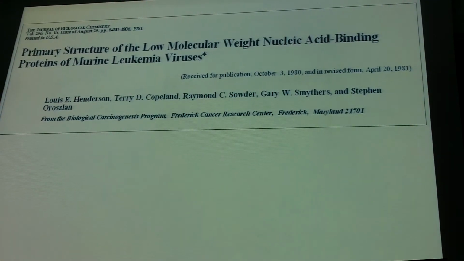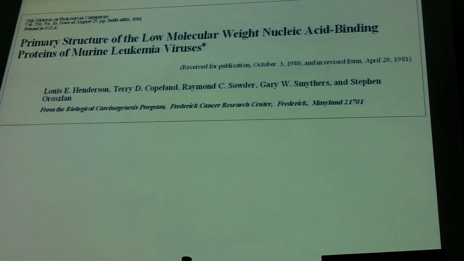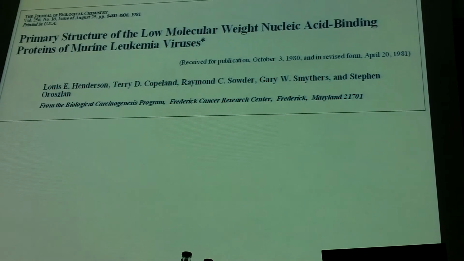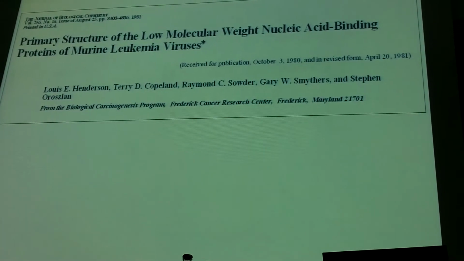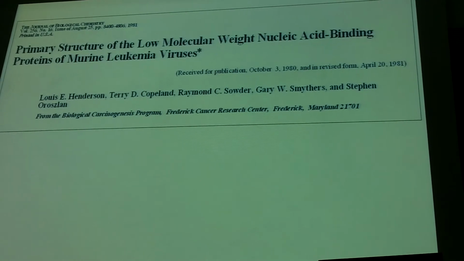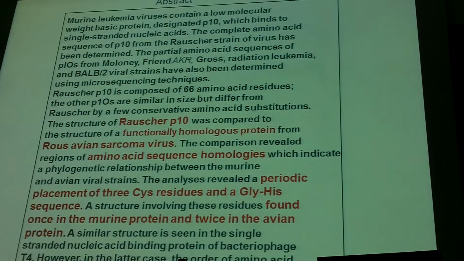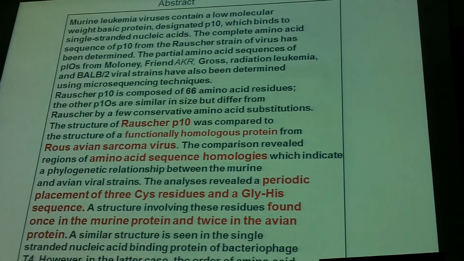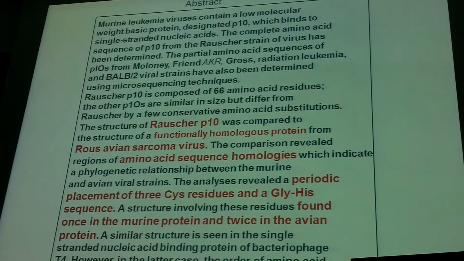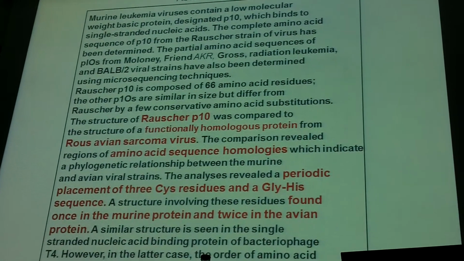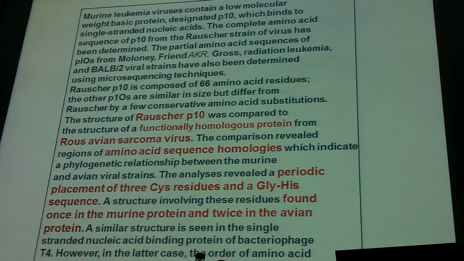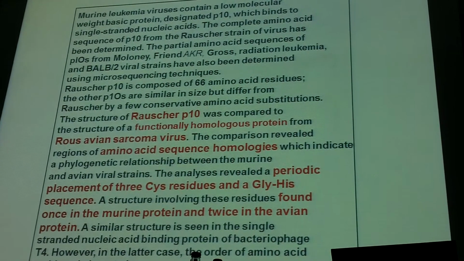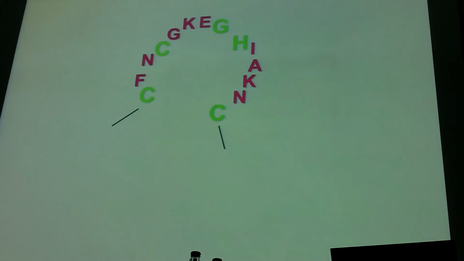We got into nucleocapsid studies, and it was the results of Lou Henderson early on purifying proteins of retroviruses and sequencing those and comparing them. And in this manuscript he published in 1981, in the abstract, he used the structure of Rauscher P10, and he said it's a functionally homologous protein to Rous avian sarcoma virus, and the amino acid sequence homologies show they had a periodic placement of 3 cysteine residues in the Gly-His sequence, and they were found once in the murine protein and twice in the avian protein. Of course, this is the precursor for the zinc fingers.